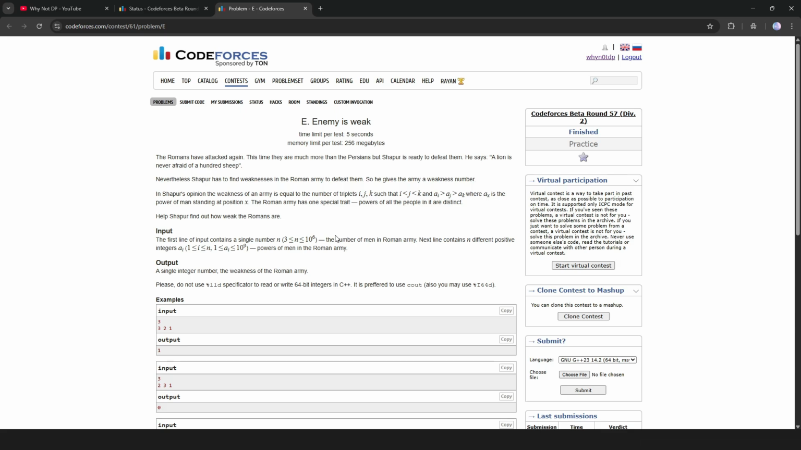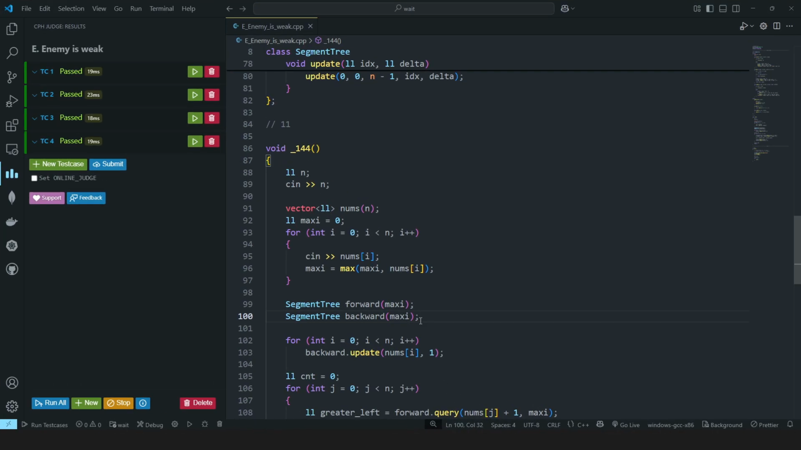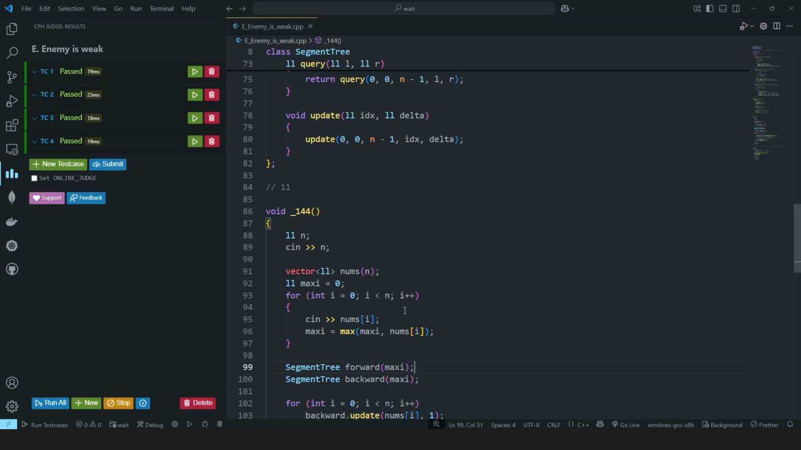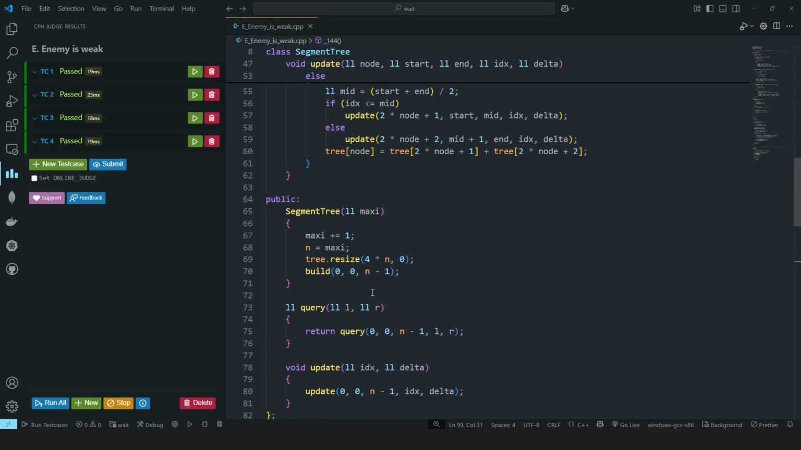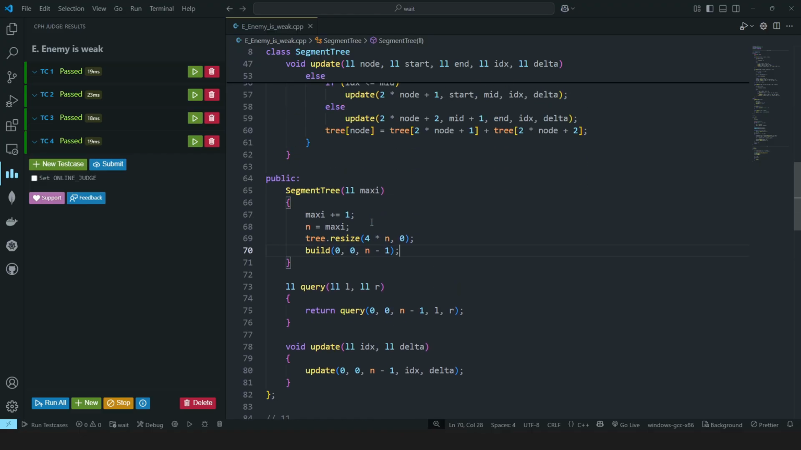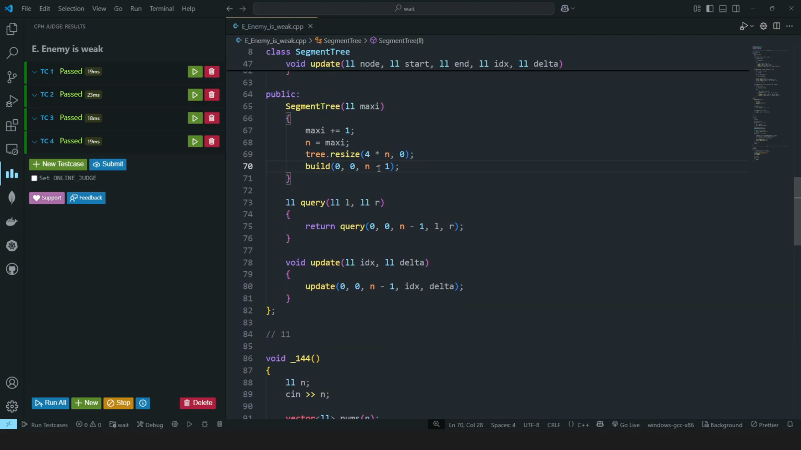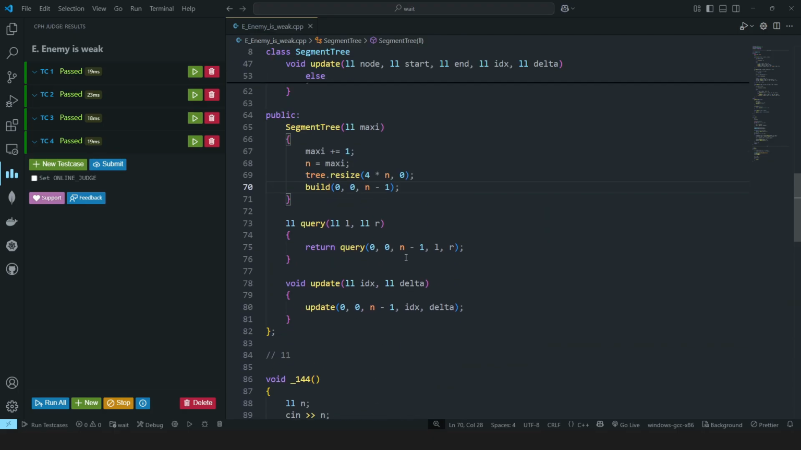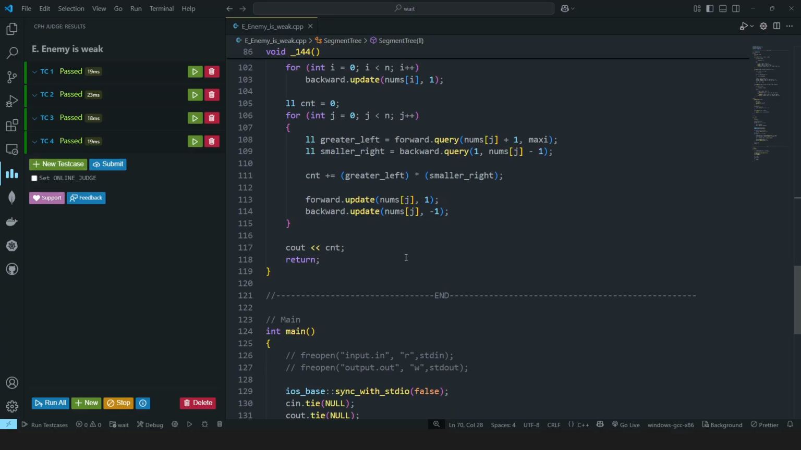If you have read the question, then notice one thing: the value of each element can go up to 1e9. So if it goes up to 1e9, then what will happen? This maxi will be 1e9, right? And if this maxi is equal to n here, the segment tree size will thereby be 4n, that is 4 into 1e9. And we are using two such segment trees here, that is 4 into 1e9 twice. So that's why this is giving a memory limit exceeded.